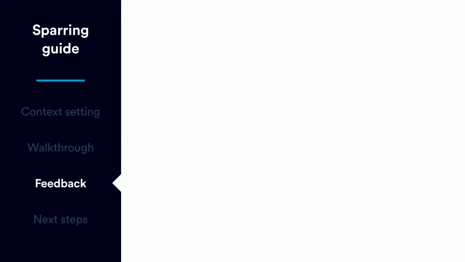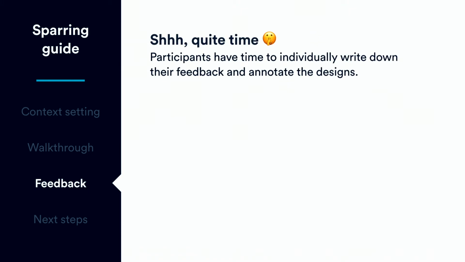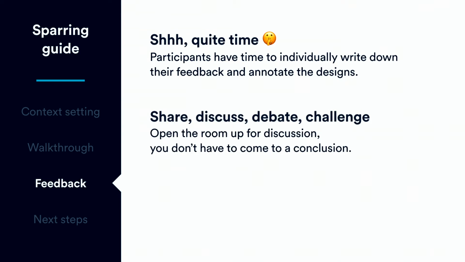Then it's feedback time. And at this point, it's quiet time, there's no talking. Participants individually take notes on their points of feedback, and they write down any feedback they can think of, whether it's on sticky notes or in Envision or Confluence or whatever tool you're using for sparring. They just write down everything they can think of. And then we have time to share feedback, discuss, debate, and challenge each other.